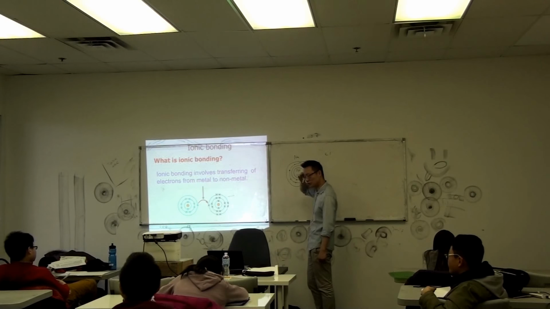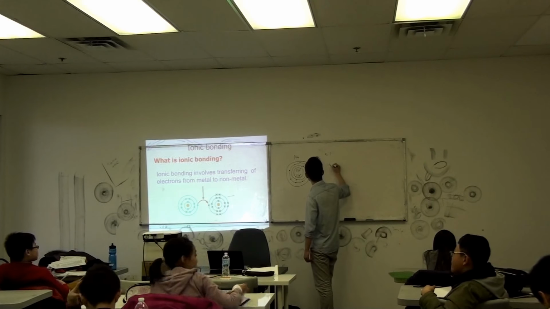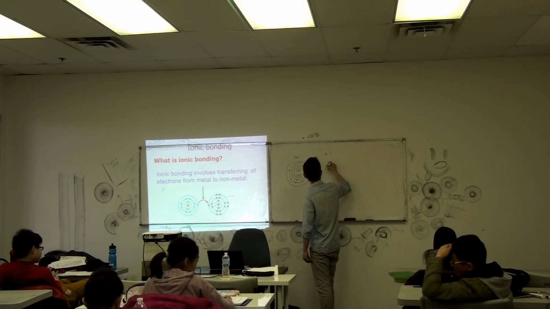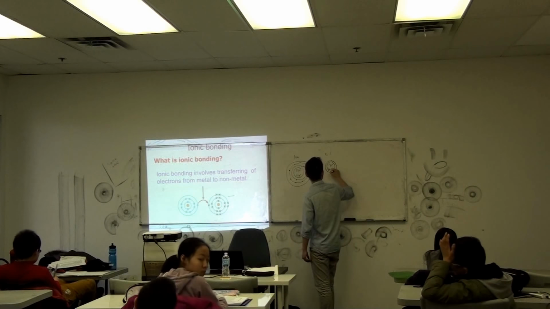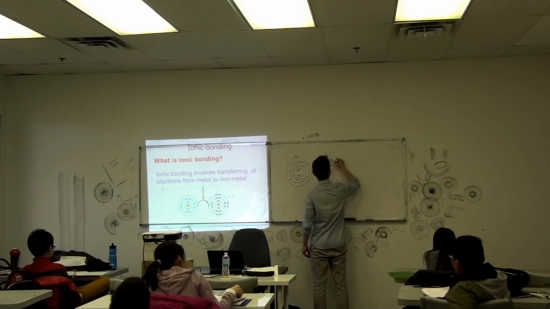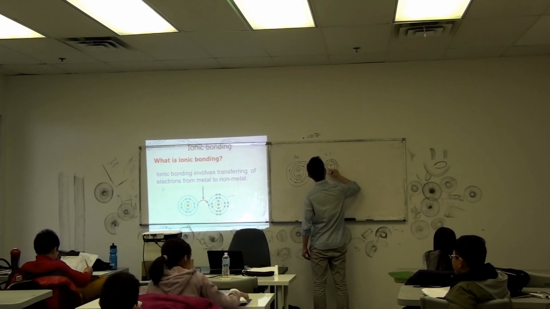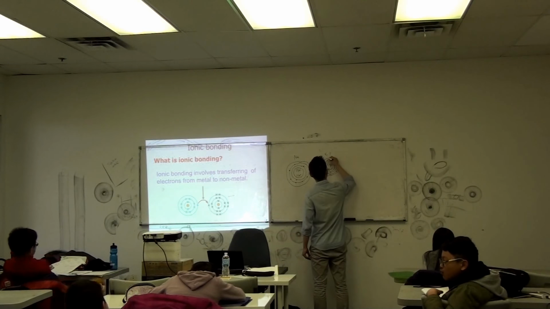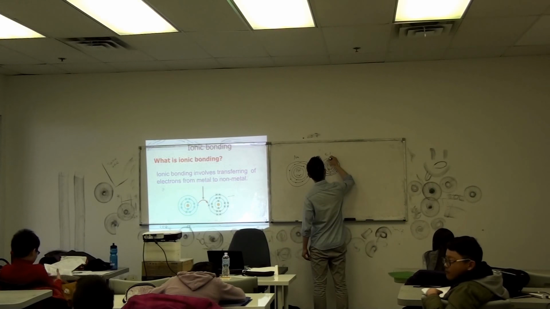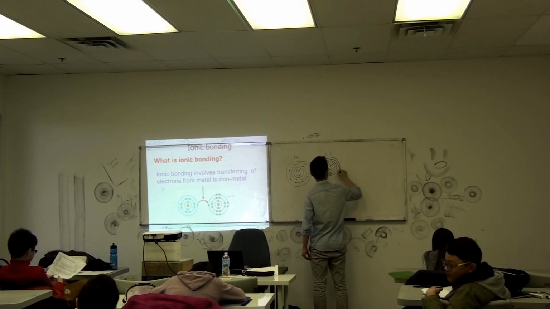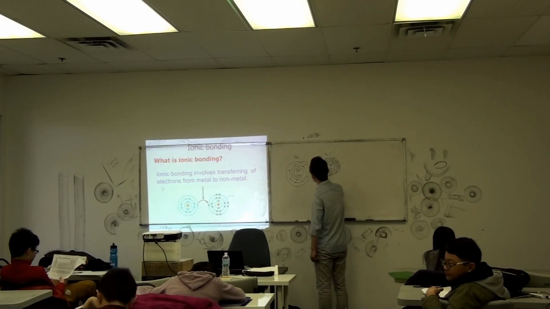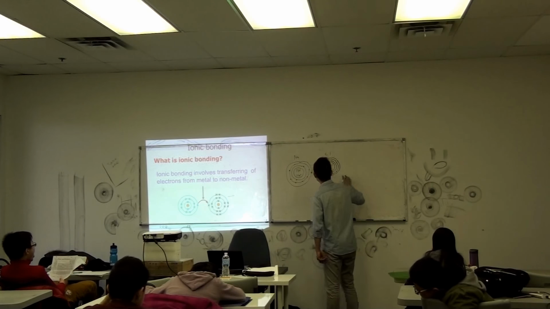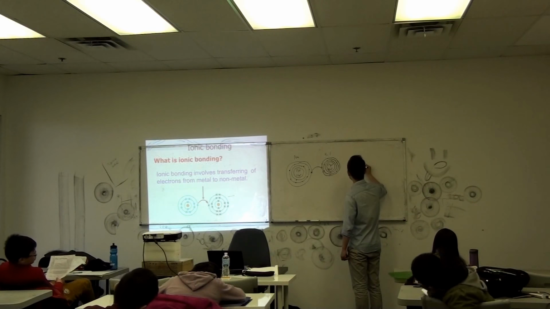Chlorine, how many protons? 17. How many neutrons? 18. It's a salt. All right. This is the electron that's being transferred over to here, and so afterwards you will get.